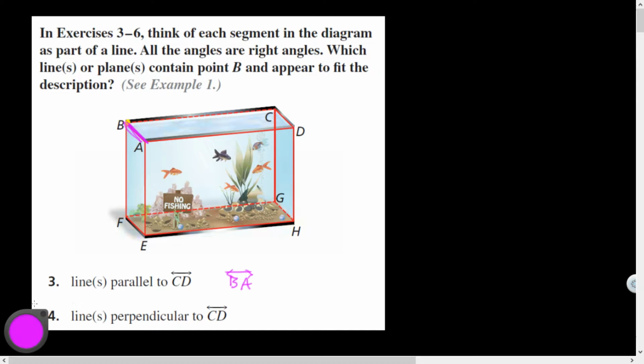Let's see, lines perpendicular to CD. It would, but it doesn't contain point B, so you might have missed that one piece. But yeah, I would agree. All right. So, and then let's see, perpendicular to CD, but through point B would be right there. So it looks like BC, the line. BC, the line. Good stuff. All right, let's keep cracking.